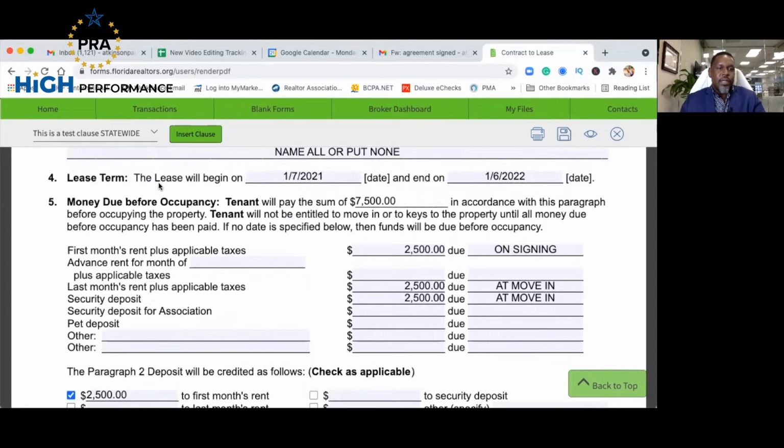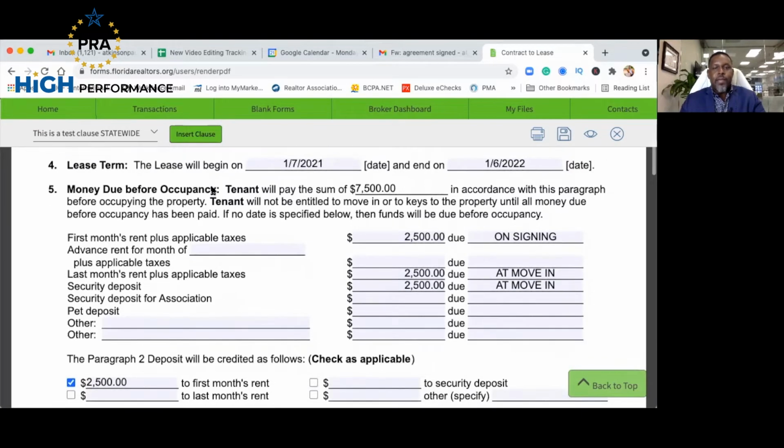Number 4 is the lease term. When will it begin and when will it end? Notice here that it will begin on January the 7th, 2021, and it will end a day before the anniversary. That's normal. If you had, for example, January the 1st, 2021, guess what? It's going to end December 31st, 2021, one day before.